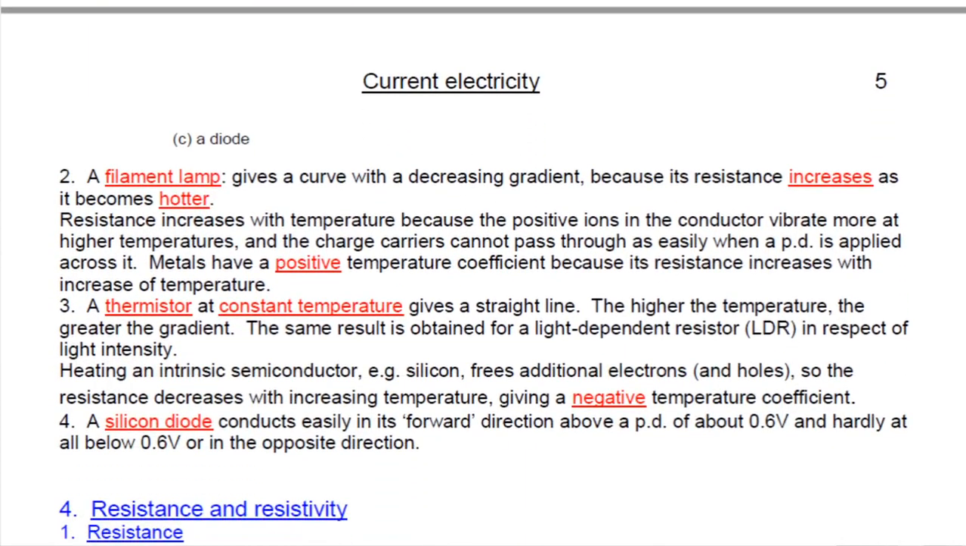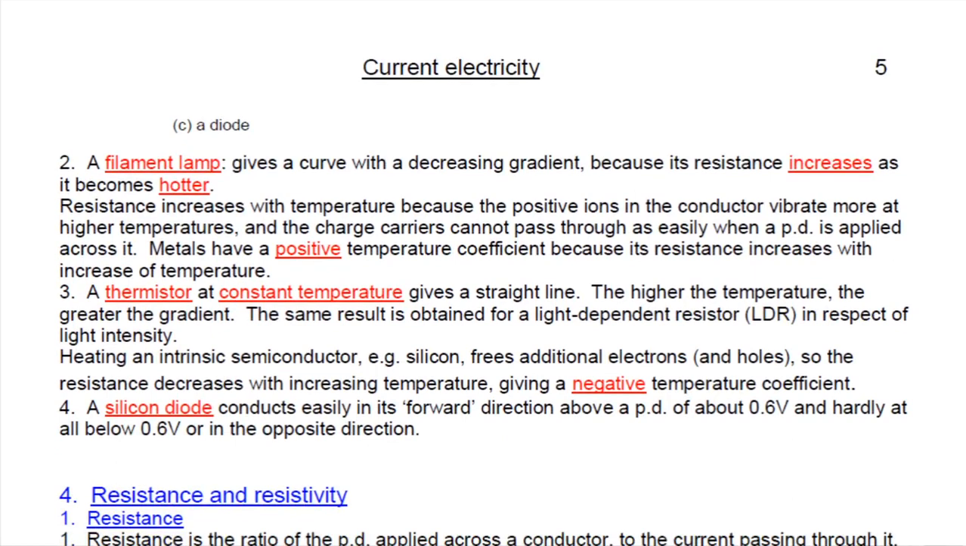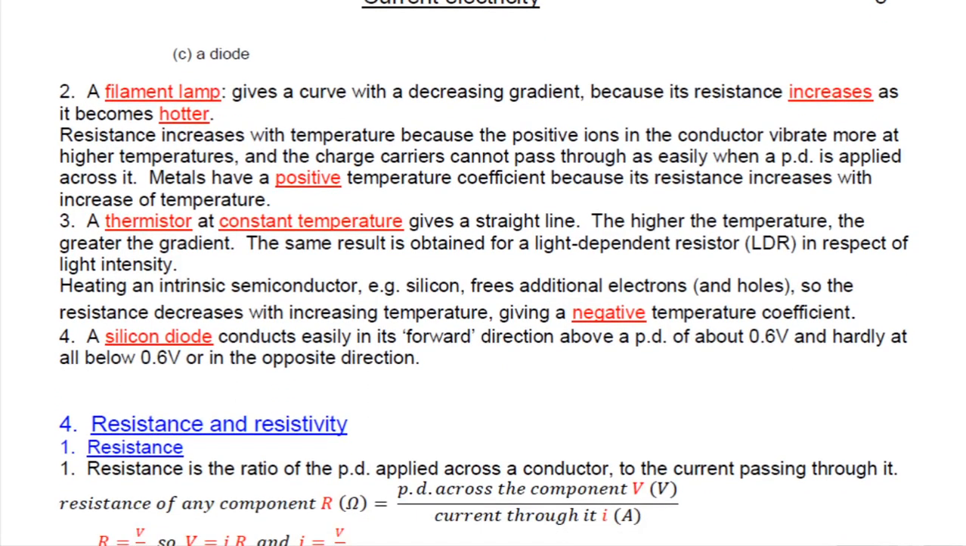A filament lamp gives the curve with a decreasing gradient because its resistance increases as it becomes hotter. Resistance increases with temperature because the positive ions in the conductor vibrate more at higher temperatures, and the charge carriers cannot pass through as easily when a PD is applied across it. Metals have a positive temperature coefficient because their resistance increases with an increase of temperature.